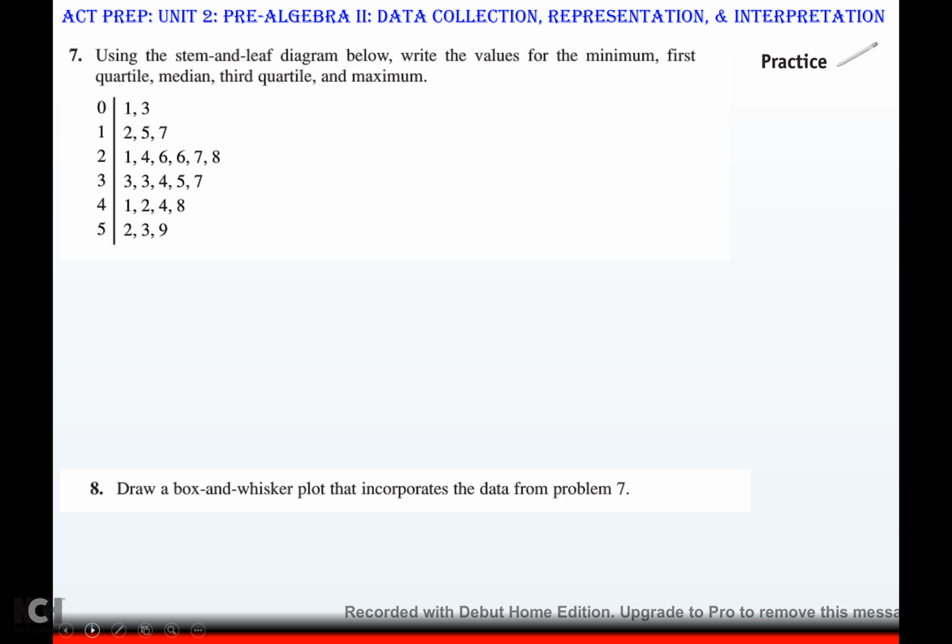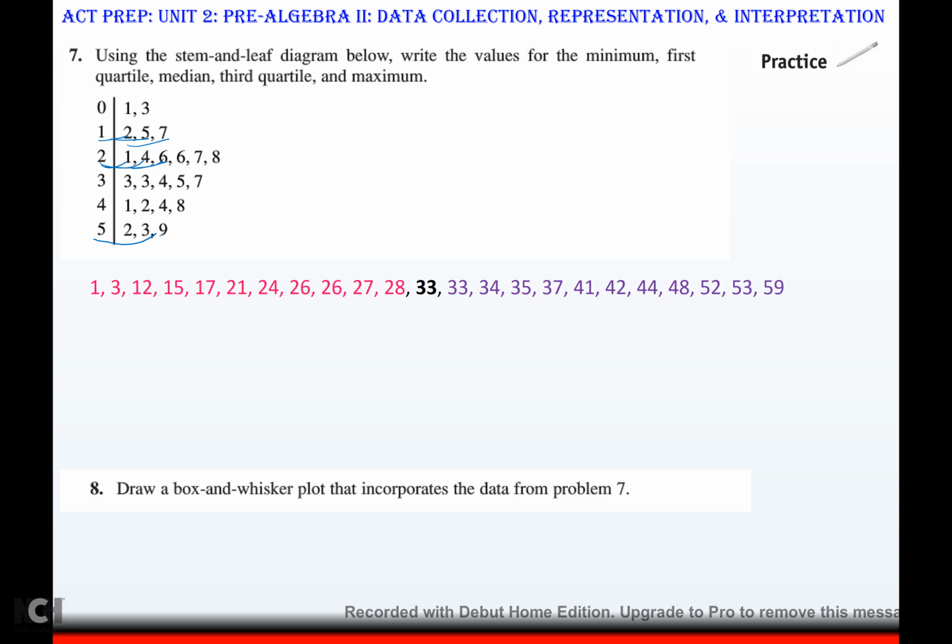Alright. It says, using the stem and leaf diagram below, write the values for the minimum, first quartile, median, third quartile, and maximum. So the first thing I do is I list my numbers in order. 1, 3, 12, 15, 17, 21, 24, 26, you get it, all the way up to 59. So my min, I'll do it up here because I don't remember what it was. My minimum is going to be 1. My maximum is going to be 59.